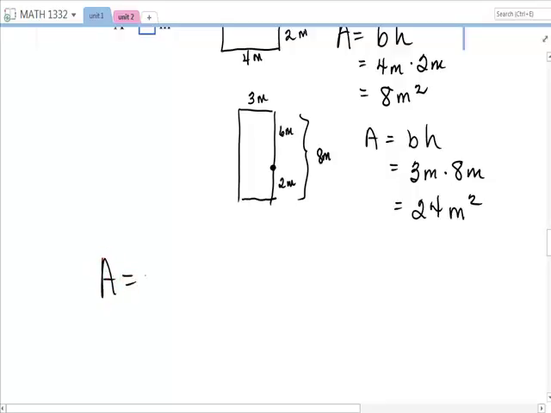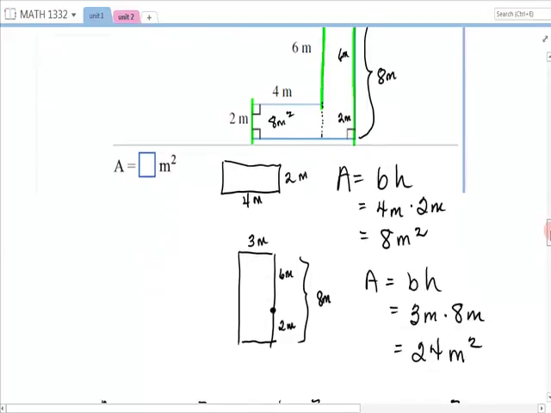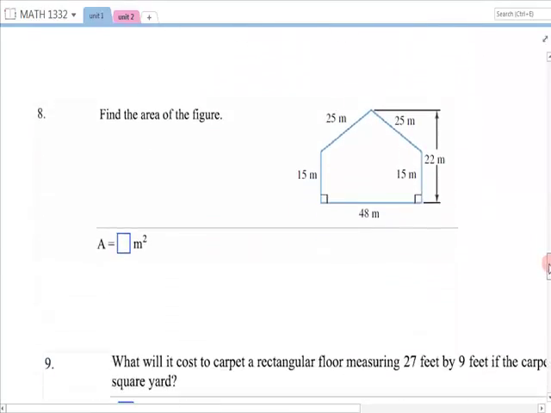The area is the sum of these two. So it is 8 meters squared plus 24 meters squared, which is 32 meters squared. When you have what might be called an irregular shape, try to find some customary shapes that build it. And you can break it any way you want as long as you can recover the measurements. All right.